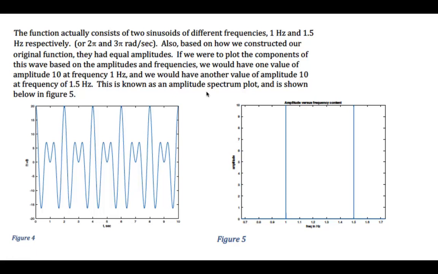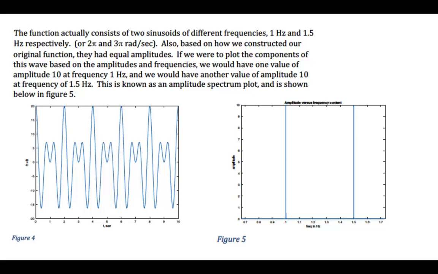Okay, now what I want to talk about is this signal that we constructed of two different frequencies in hertz, 1 hertz and 1.5 hertz, or 2 pi and 3 pi radians per second. It depends on what class you're in and what textbook you're using whether people will refer to frequency in hertz or in radians per second. Now, based on how we constructed our original function, they each had an amplitude of 10.